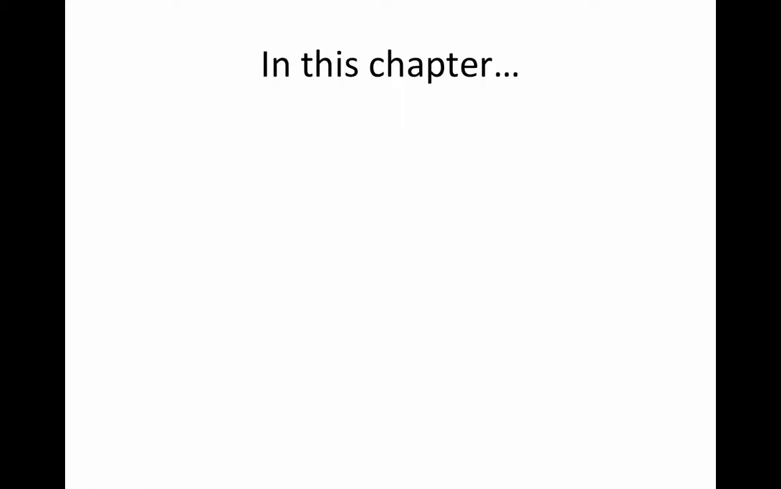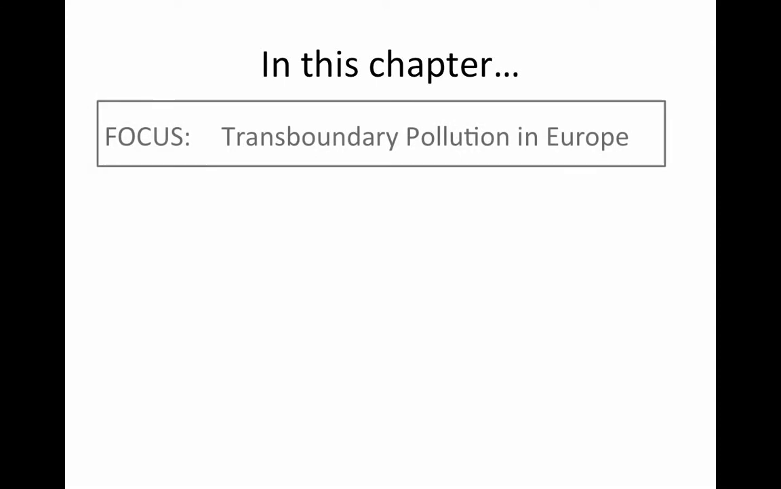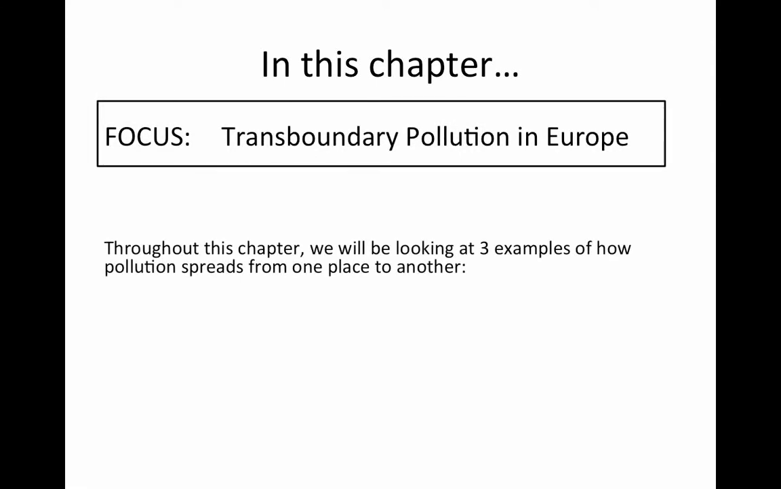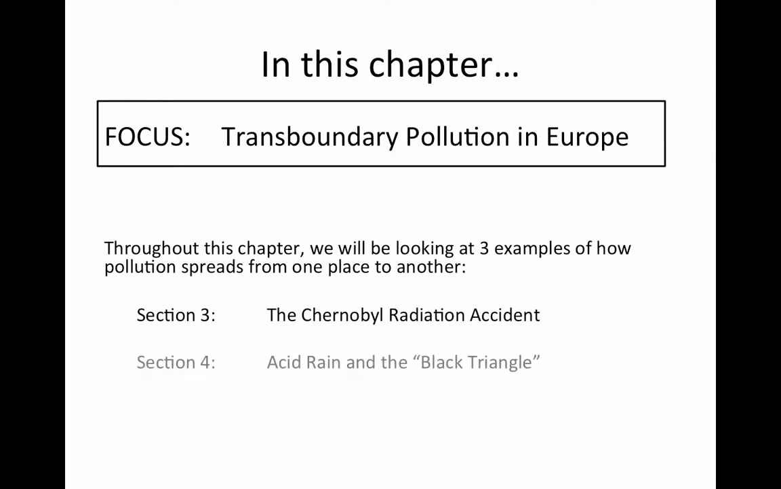As we've said, in this chapter, we're focusing on transboundary pollution in Europe. Throughout this chapter, we'll be looking at 3 examples of how pollution spreads from one place to another. In Section 3, we're looking at the Chernobyl radiation accident. In Section 4, we'll study acid rain and the Black Triangle. And in Section 5, we'll take a look at the Tisza-Danube cyanide spill.